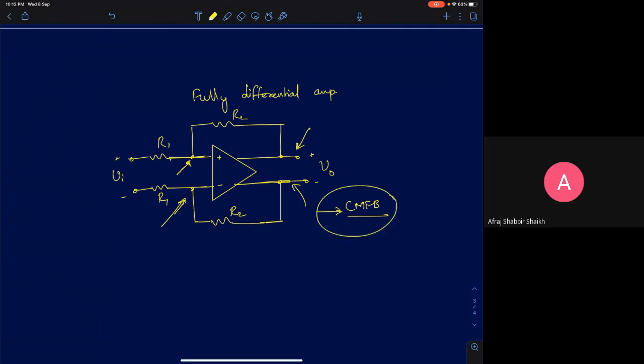So we will introduce a circuit which will precisely set the DC voltage at the output of a fully differential amplifier. Again, we will perform the same analysis. We will look at the speed, how fast can this op amp react to changes in the input. Okay, and we will also look at the different applications.